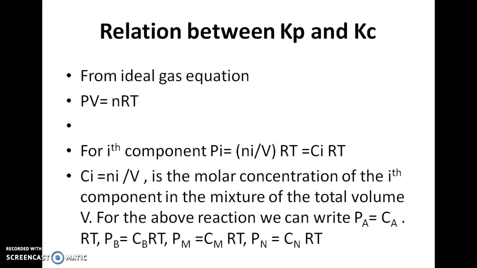So for the ith component, Pi is equal to Ni divided by V into RT, which is given as CiRT. So Ci is equal to Ni divided by V, which is the molar concentration of the ith component in the mixture of total volume V. So for the above reaction, we can write PA is equal to CA into RT, PB is equal to CB into RT, PM is equal to CM into RT, PN is equal to CN into RT.